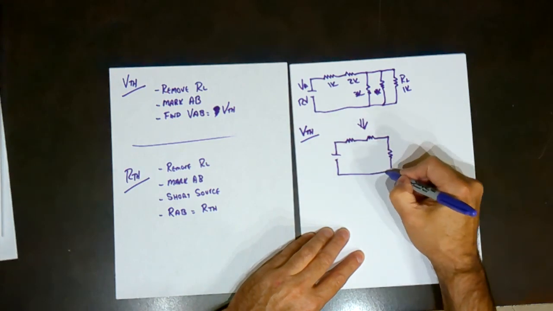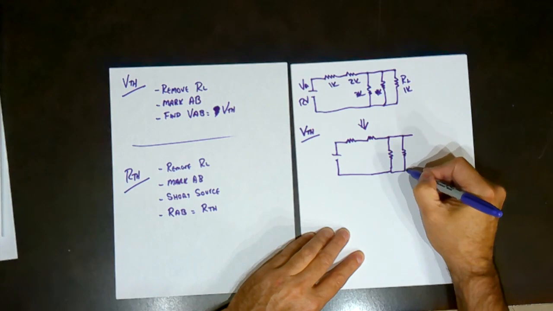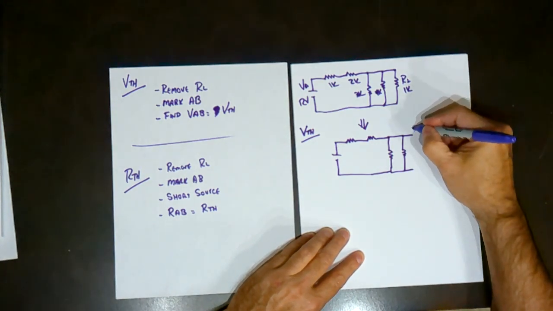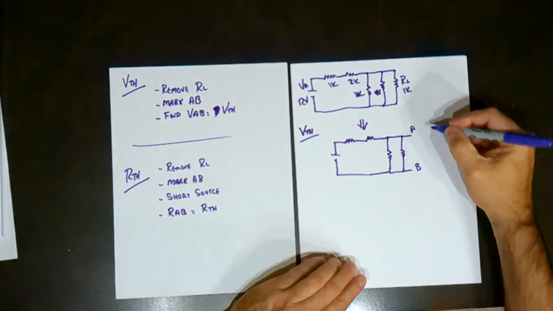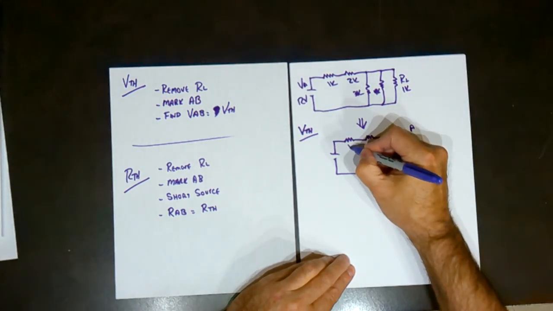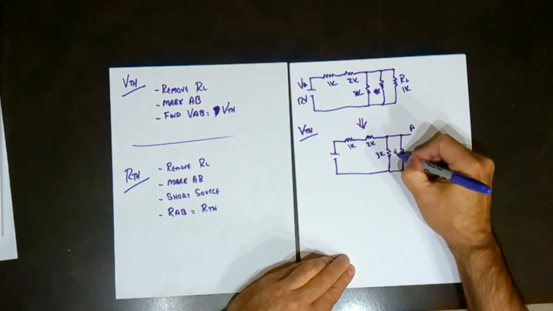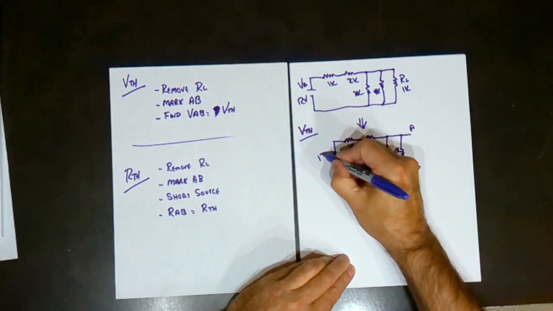So here is the circuit, and I've removed the load. I'm going to mark it A and B. So where the load was connected, you mark A and B for reference. And this becomes 1K, 2K, 3K, and 4K. And the voltage was 12 volts.